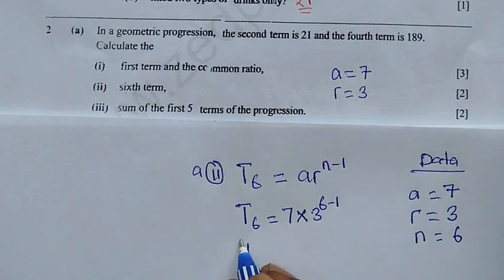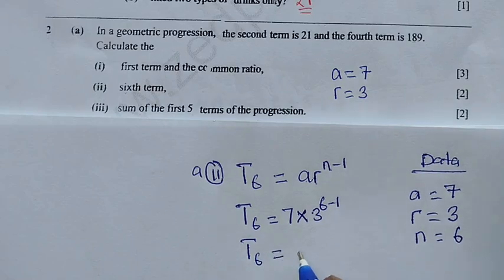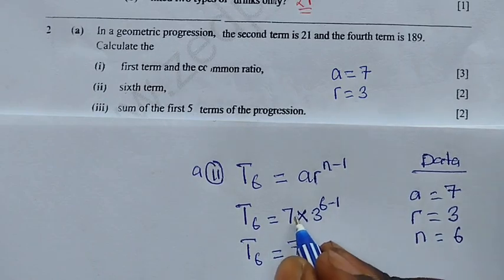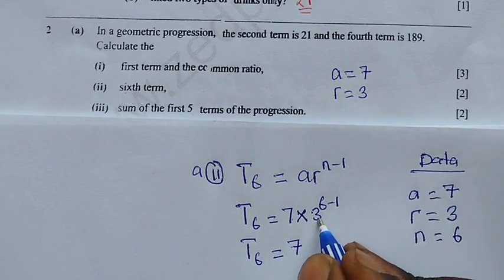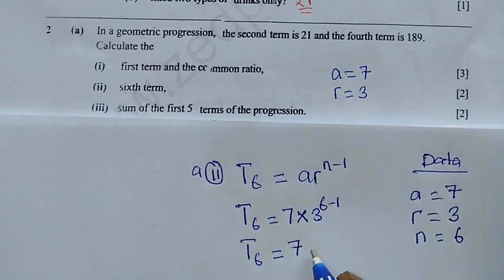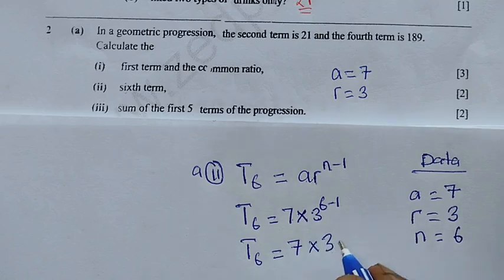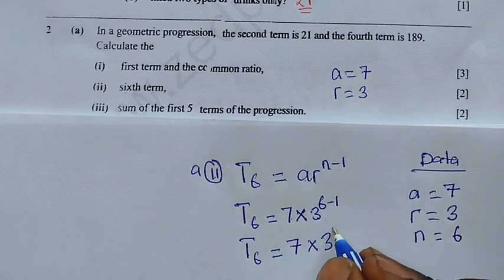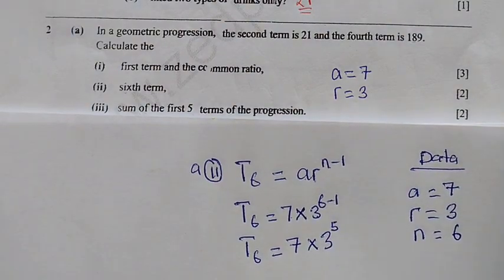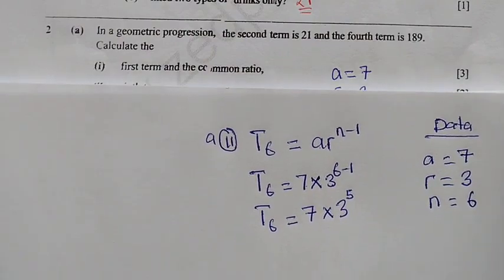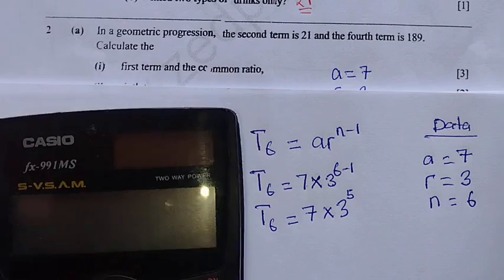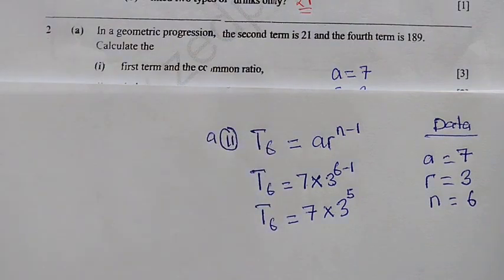So this will give us T6 is equal to 7. Don't multiply this and this, because this 3 is having the power right here. So 7 times 3 to the power 6 minus 1. This will give us a 5. So remember, this is paper 2, so you need to use a calculator, where you punch on your calculator 3 raised to the power of 5. This gives us 243.